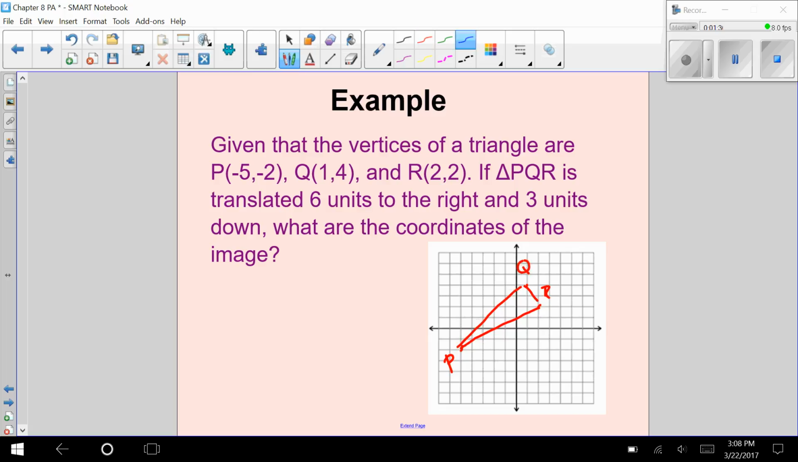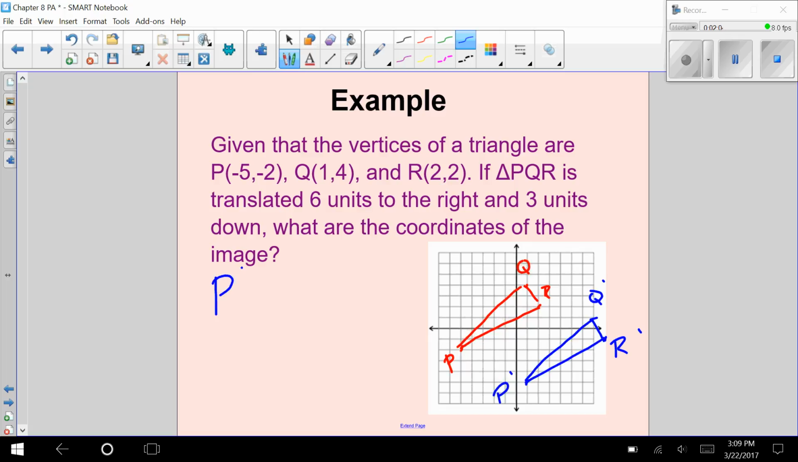Now we're going to translate that 6 to the right and 3 down. So we're just going to take each point and move it 6 to the right and 3 down. I'm going to take P and move it 1, 2, 3, 4, 5, 6, then 1, 2, 3 down, right there. There's P prime. Q goes 6 to the right, 1, 2, 3, 4, 5, 6, and 3 down. There is Q prime. Same thing with R: 1, 2, 3, 4, 5, 6, 1, 2, 3. It went off my graph a little. Oh well. There is my new triangle.